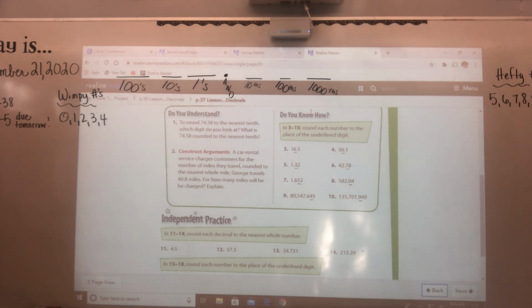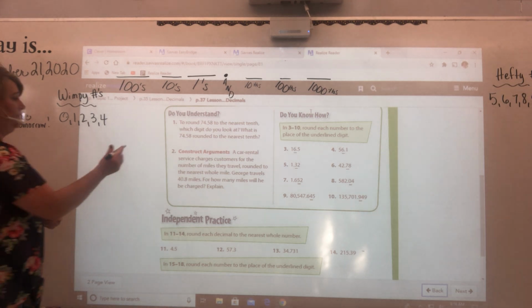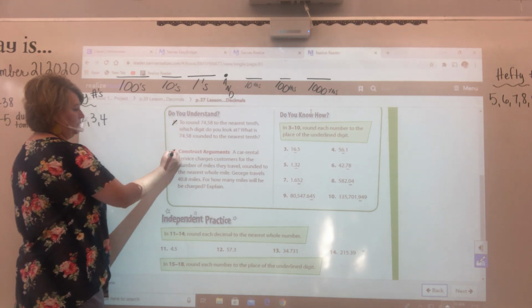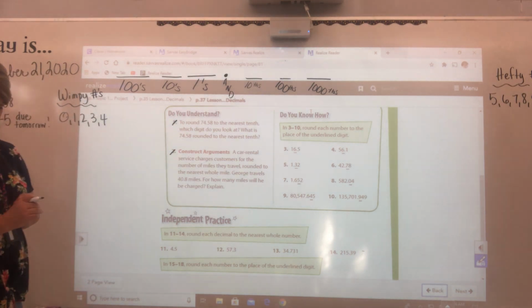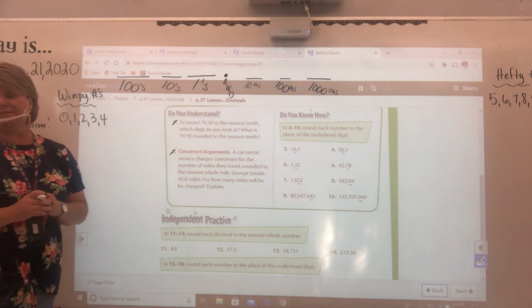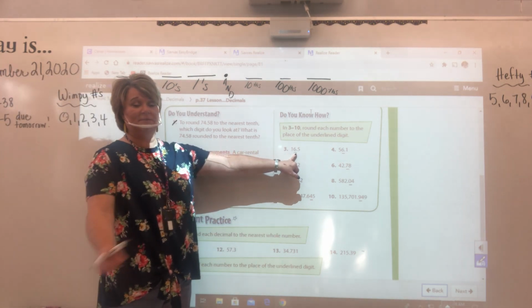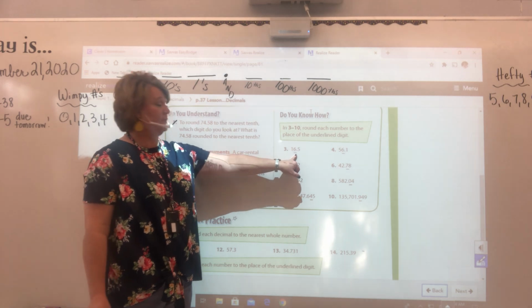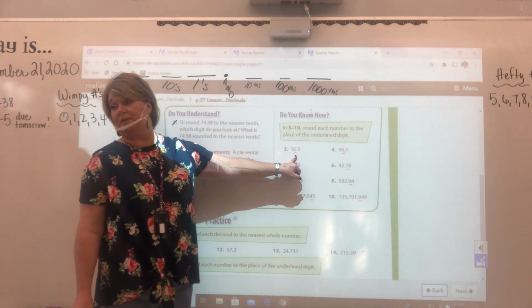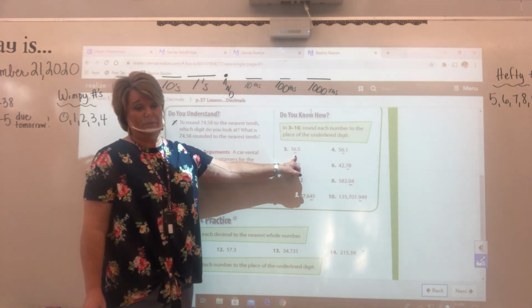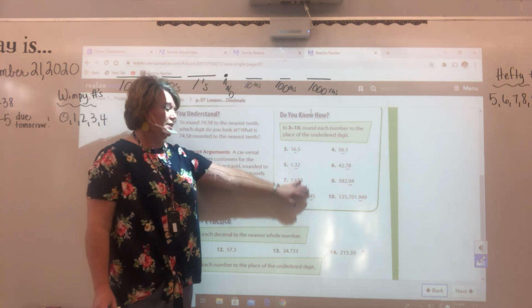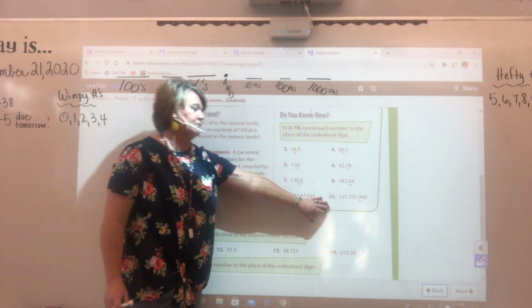Okay, all day long, we're rounding. So let's just go ahead and mark off 1 and 2, and we're going to start on number 3. They've started by underlining a number for you. Sometimes they will underline the number, sometimes they won't. Sometimes you'll have to figure out the place that they're wanting you to round to. But they're starting off by giving you every number that they want you to round to underlined.